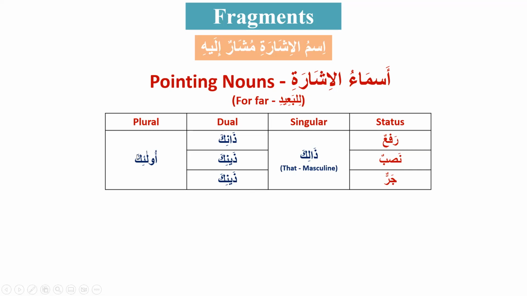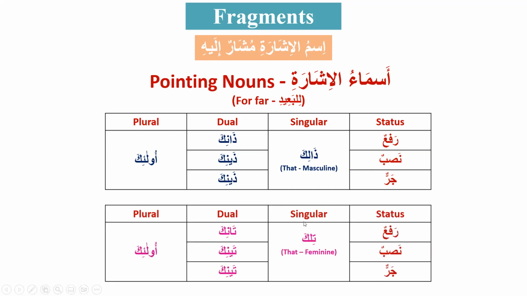And ulaika is again non-flexible like zalika. It doesn't show its status, and it doesn't change its harakat or anything for rafa, nasab and jar. It remains the same. Like Musa, like Isa. So pointing words are non-flexible in the singular and plural. But when it comes to dual, they have some flexibility in it. So this is masculine for pointing at something which is far.